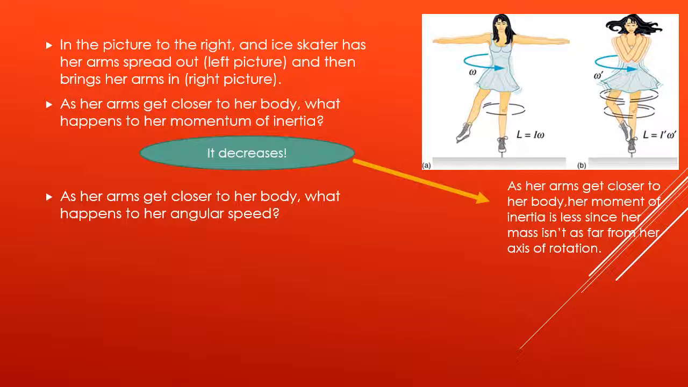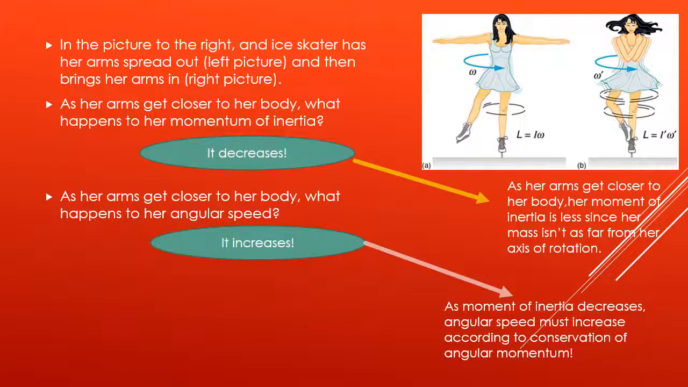As that happens, what happens to angular speed? If you've watched ice skating before, you know that when an ice skater brings her arms in, she starts to spin very fast, or quickly. So her angular speed increases. And this happens because of the law of conservation of angular momentum. As her moment of inertia decreases due to her mass being closer to the axis of rotation, she has to speed up to make sure that that constant stays the same of moment of inertia times angular speed.